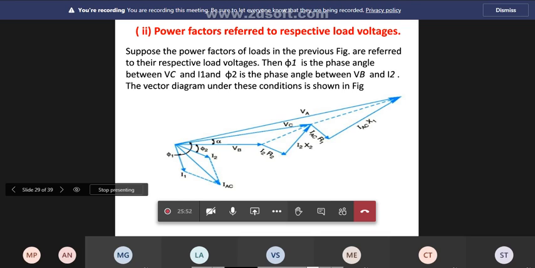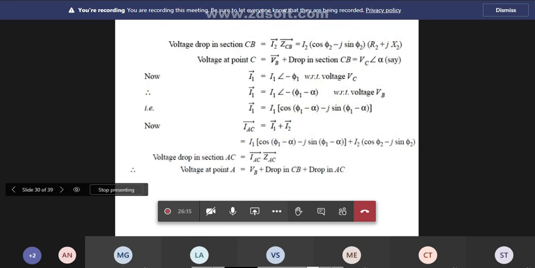Now we have to calculate the voltage drop, which is phi 1 minus alpha, phi 2 minus alpha, phi 3 minus alpha. Then we can easily find it out. That is the only difference. First we calculate the individual, then calculate the total load, then subtract, then calculate the voltage drop. Right? So as usual, total. So like this.